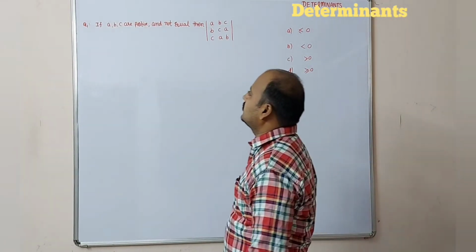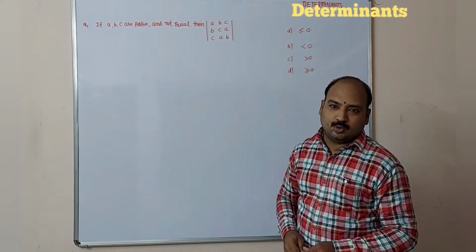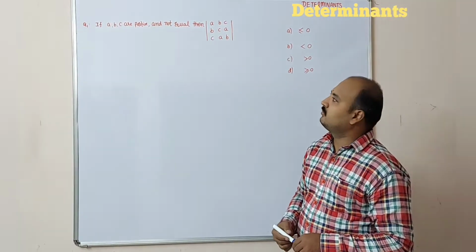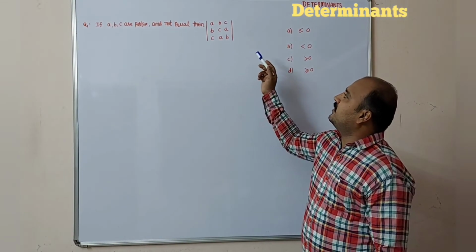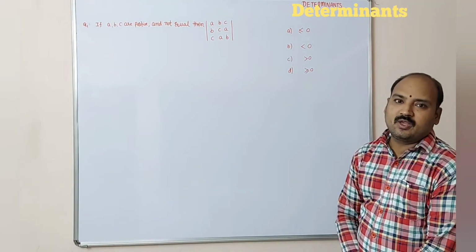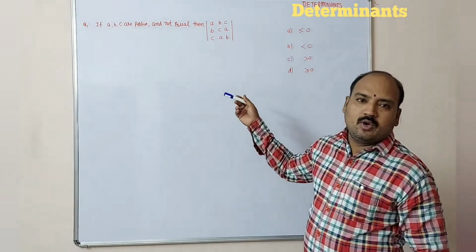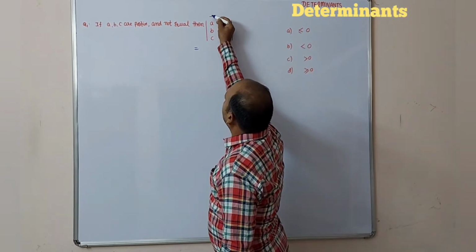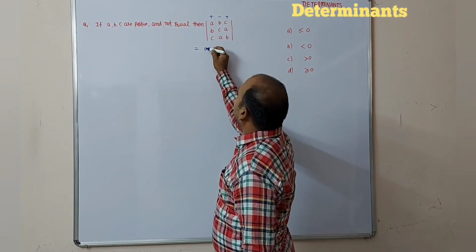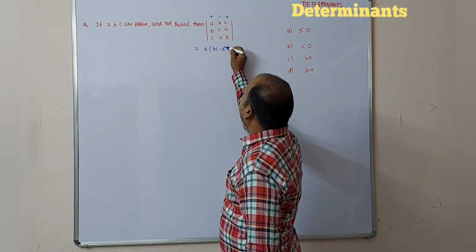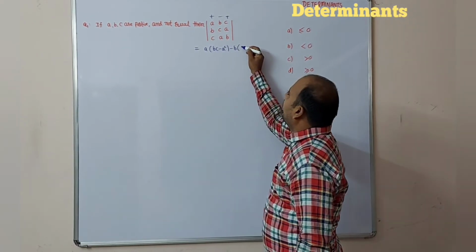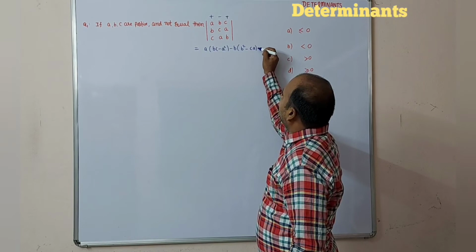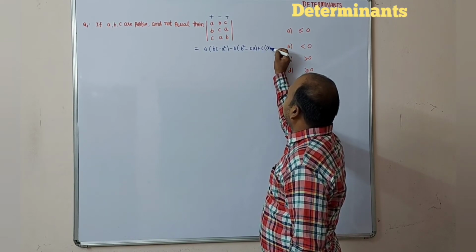The first question is this: if a, b, c are positive and not all equal, then the determinant of [a b c; b c a; c a b]. Generally what we do is expand. Here also we will expand. We know how to expand. So it becomes a into (bc minus a square) minus b into (b square minus ca) plus c into (ab minus c square).